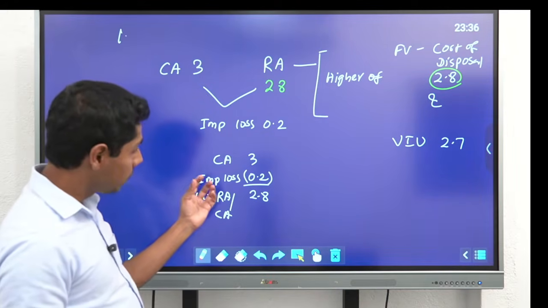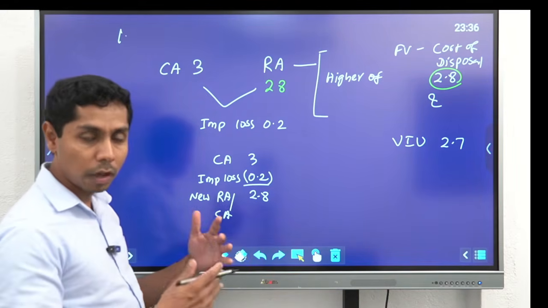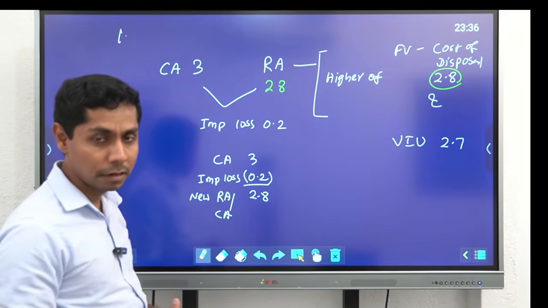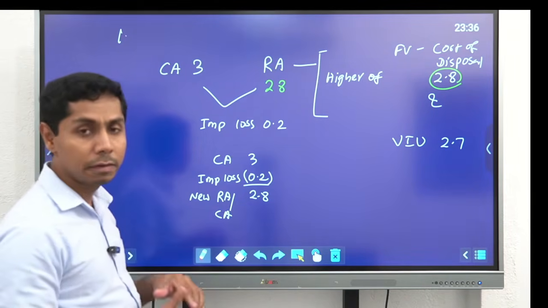Now the subsequent depreciation or amortization, if it is an intangible asset, is based on this new recoverable amount.